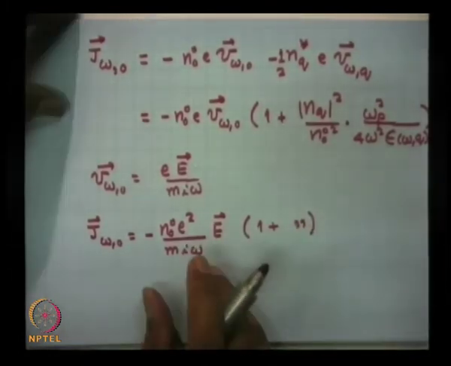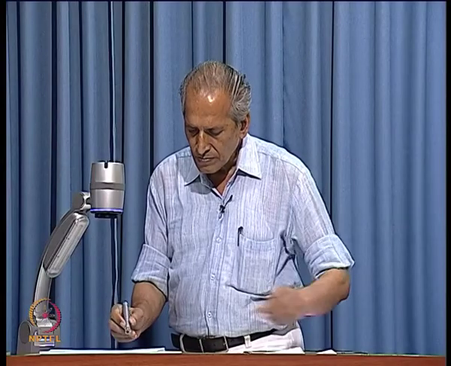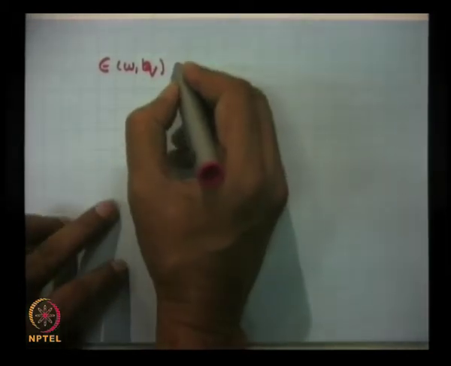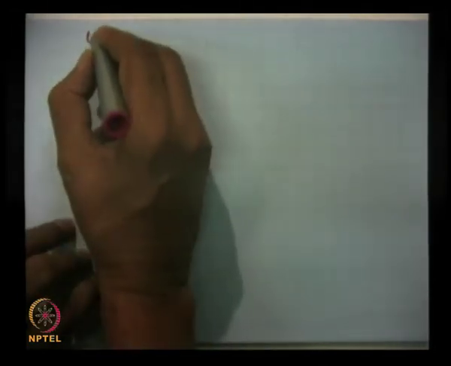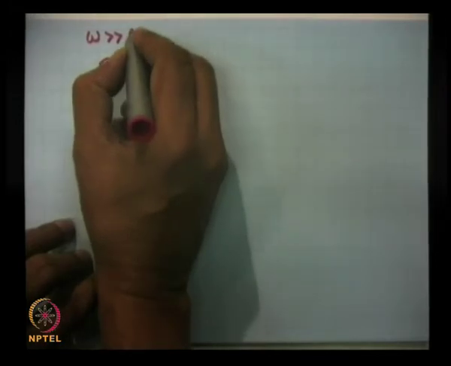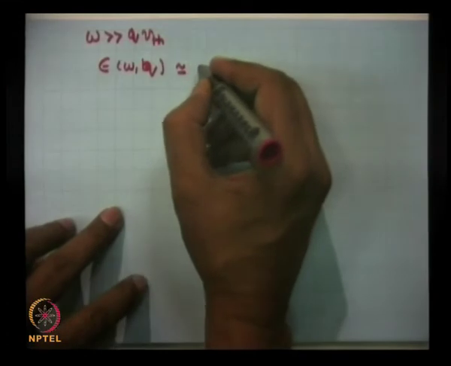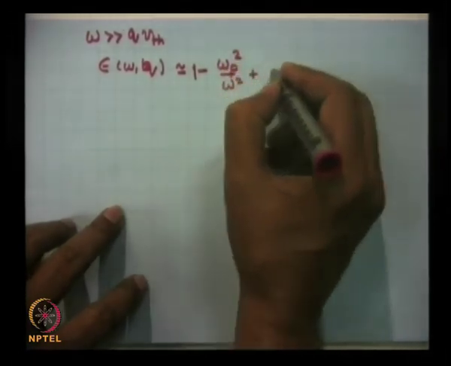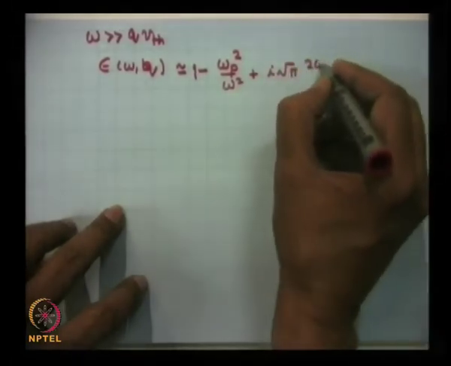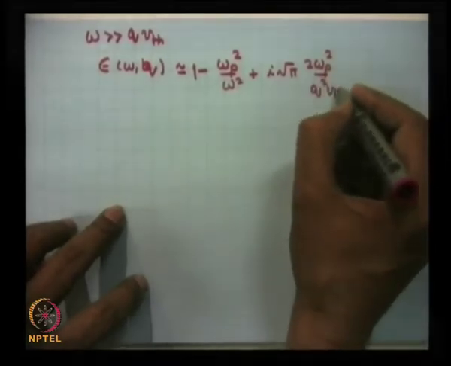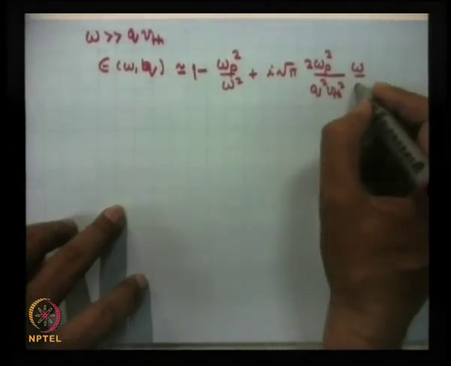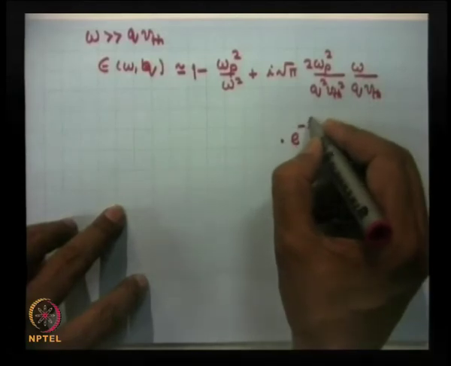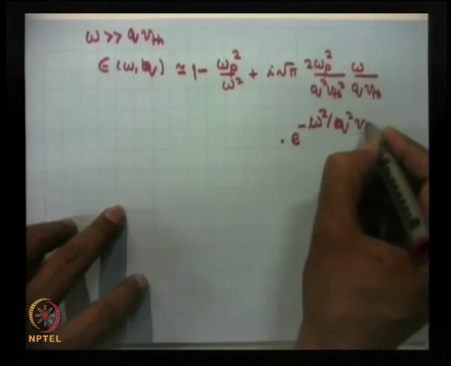Now, let me talk about this epsilon term. Epsilon omega k is called the plasma permittivity, omega q, which is approximately equal to, for omega significantly bigger than q into V thermal, nearly equal to minus omega, 1 minus omega p square by omega square, plus I root pi by 2 omega p square upon q square V thermal square, into omega upon q V thermal, into exponential of minus omega square upon q square V thermal square.